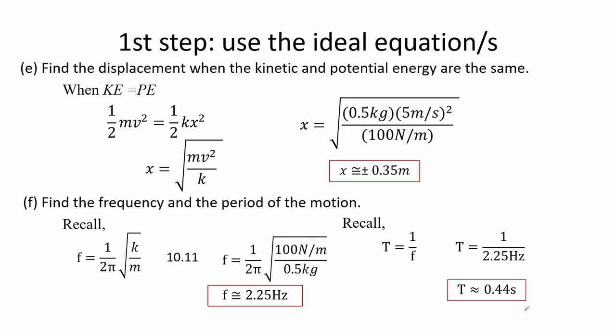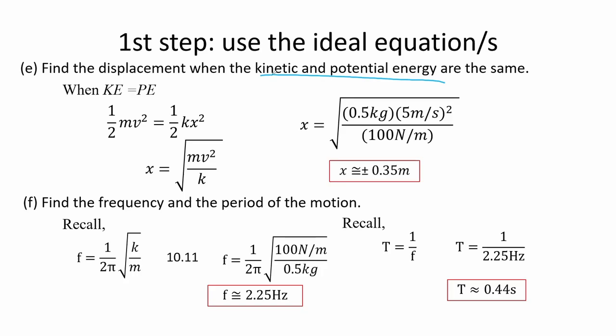For letter E, we find the displacement when the kinetic and potential energy are the same. We set the kinetic energy equal to elastic potential energy. Rewriting the equation we see that the displacement is about 0.35 meters.